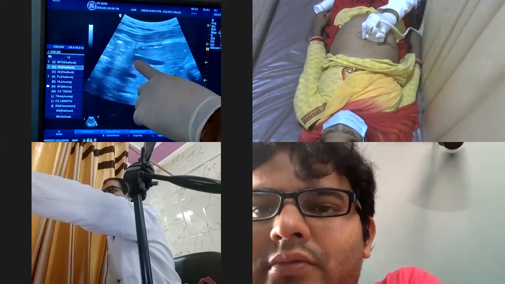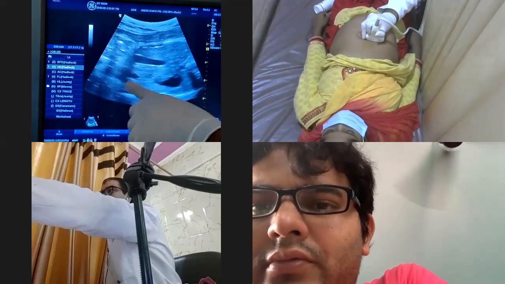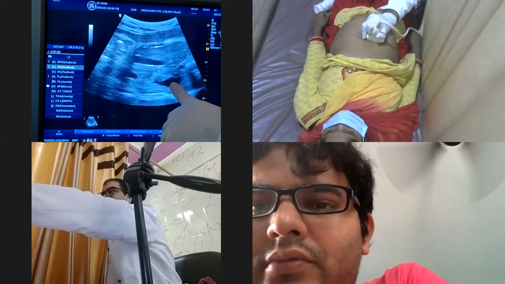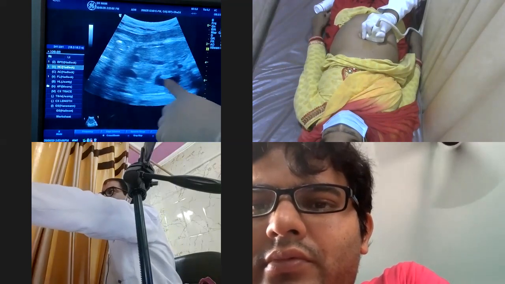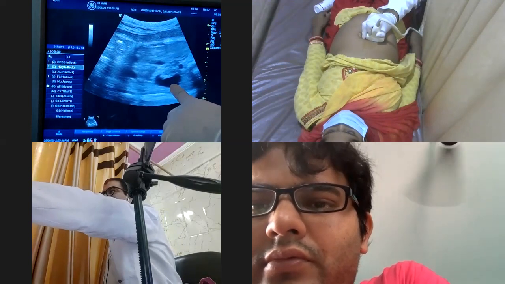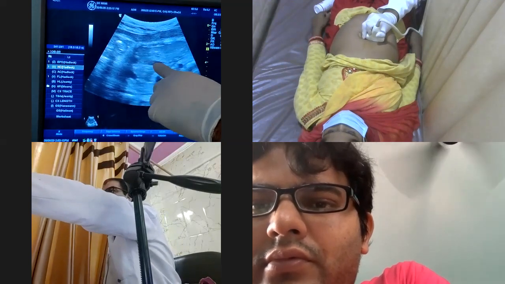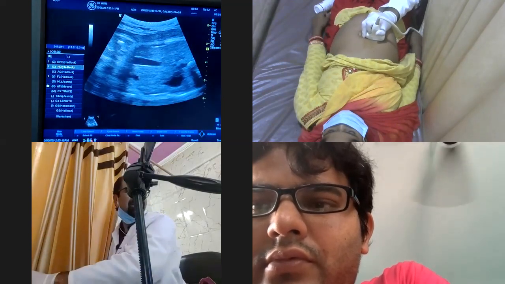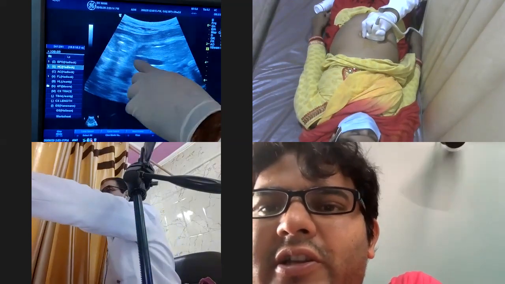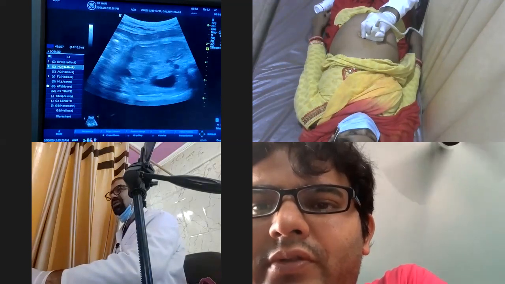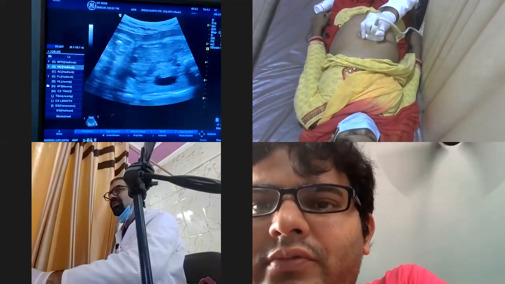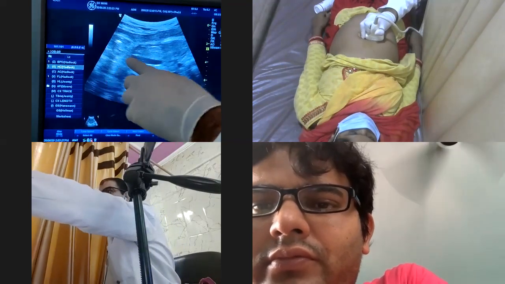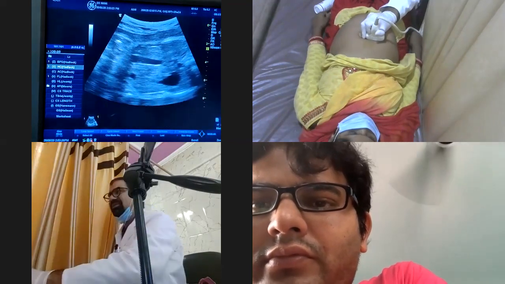What is this over here? Tell me, what is this? And what is here? If this is the stomach bubble, where will be the stomach? On which side? On left side. But what I am seeing on the right side? What is this? This is gallbladder. Then, so this is not the double bubble, but this is the gallbladder. Now see, this is again the shape of the gallbladder.